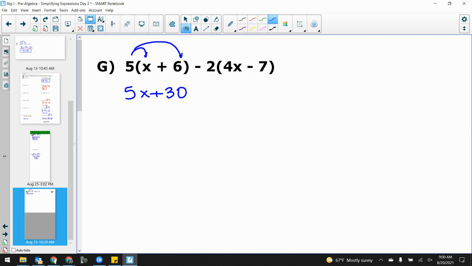Now, be careful. What am I distributing in the second set? Brennan, right? -2. Thank you for saying -2. -2 gets distributed. That's what I need to use. -2 here and here. So that implies that if I take a -2 times 4x, this is a -8x.